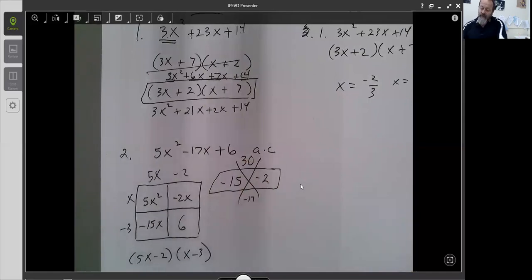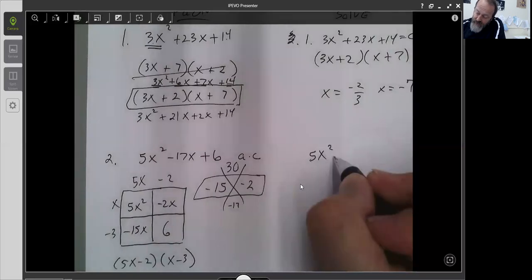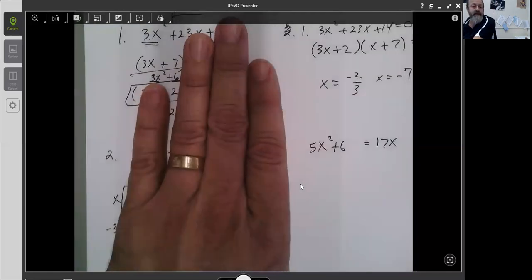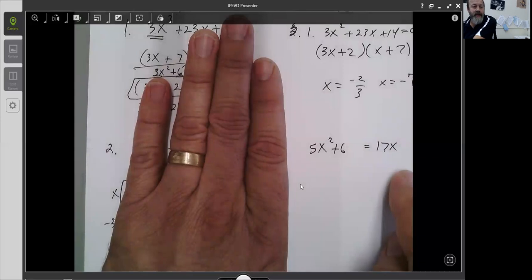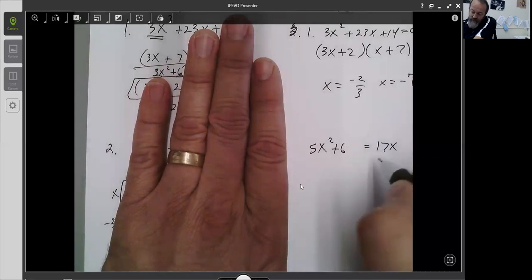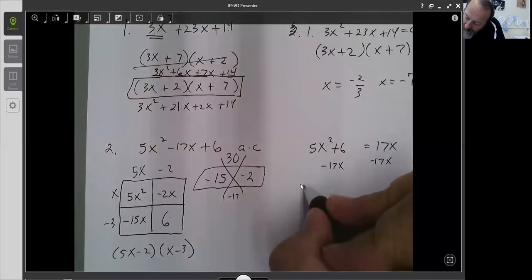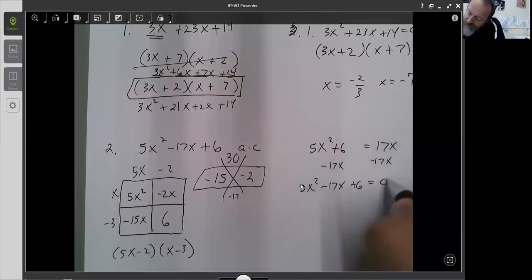Now, just like this previous side over here, let's just pretend for a second that somebody asked me to solve this problem, and I just approached this 100% separately. When is 5x squared plus 6 equal to 17x? Well, the first thing I would choose to do is I would like this to be equal to 0, so I'm going to subtract 17x from both sides. And so I have 5x squared minus 17x plus 6 is 0.